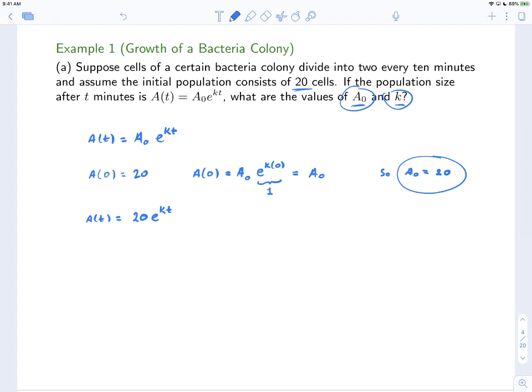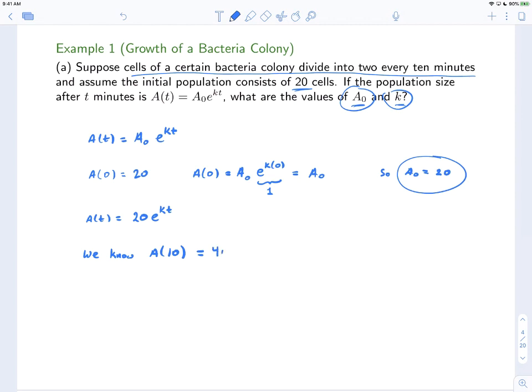Well, we need some additional piece of information. And we do have an additional piece of information. Namely, we know that the cells of the bacteria divide into 2 every 10 minutes. So that means after 10 minutes, the population size is doubled. It started at 20, and then after 10 minutes, it doubles from 20.